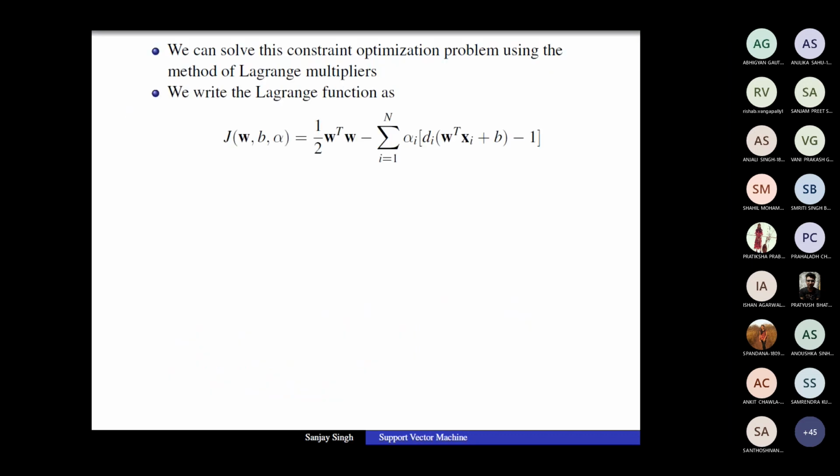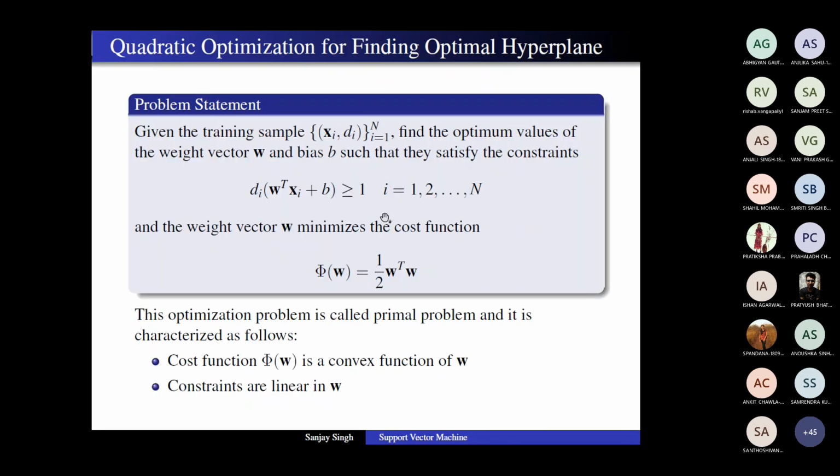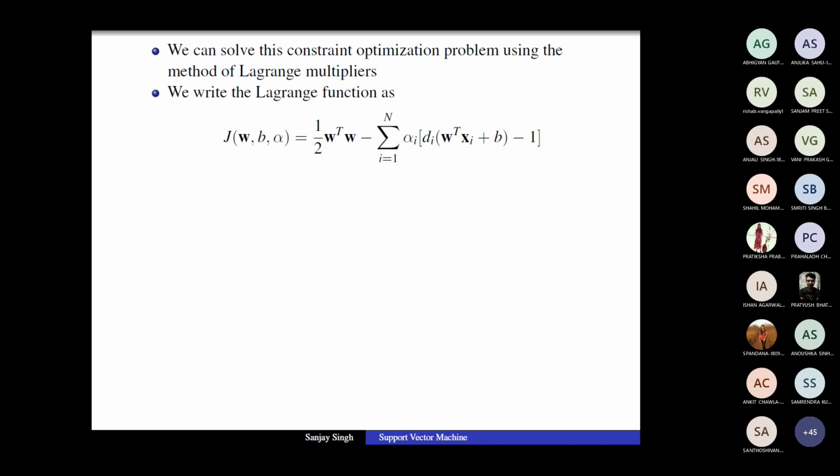Lagrange multiplier, if you remember, what we do is write the Lagrangian, J or any function if you feel like, of W, B and alpha. Because there is only one set of constraints, even though there are n, I can use one set of Lagrange multiplier, alpha or beta, only one. But suppose there was another set of constraints, then I should have used another set of Lagrange multipliers. So this is my objective function.